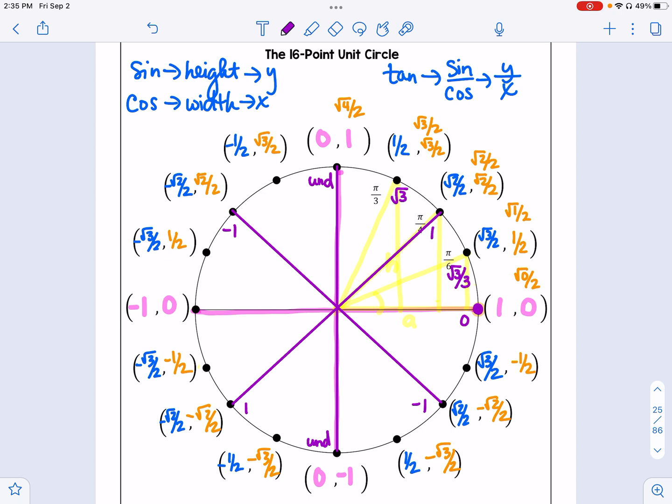I hope some of these strategies will help you in keeping track of trig. Refer to this as often as you'd like. I'm going to post it in Google Classroom.